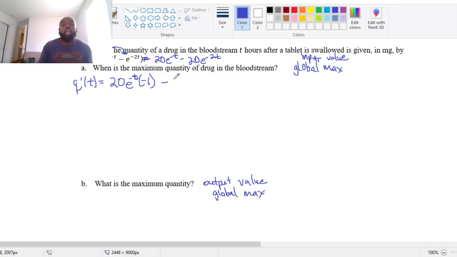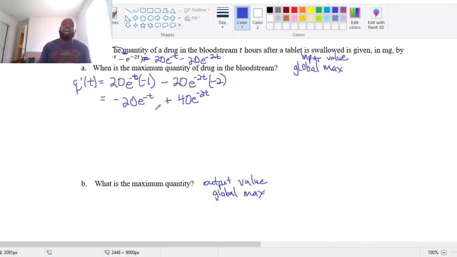For our second term, that's 20 multiplied by that. The derivative of our outside, that's another chain rule because that's a -2t. That'll be e to the -2t. And on the inside is -2t, which is linear. The derivative of that is the slope, which is -2. So my derivative function is -20 e to the -t plus, because I do -20 times -2, which is a +40 e to the -2t.